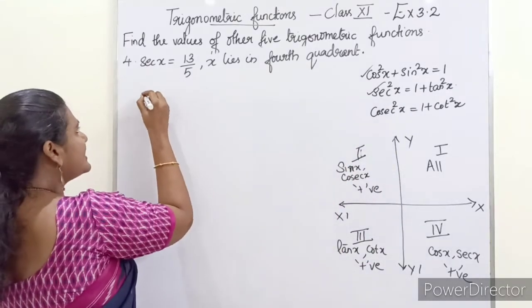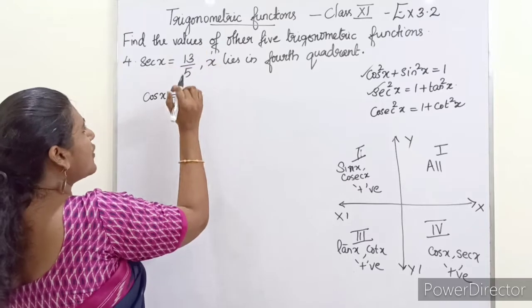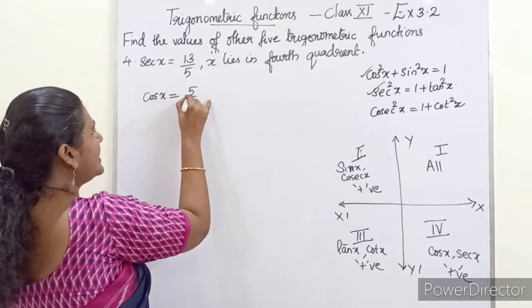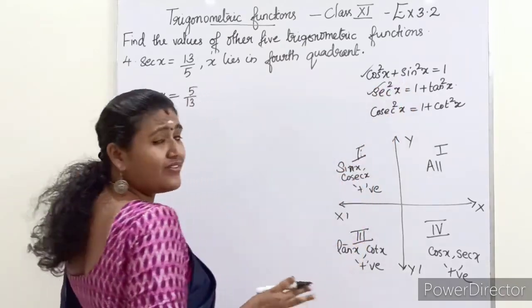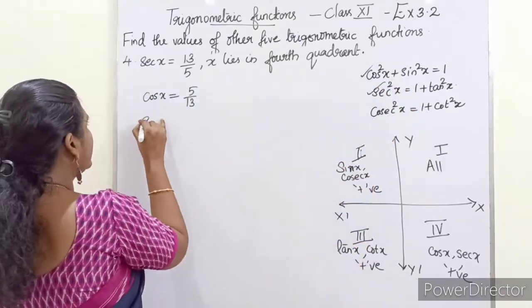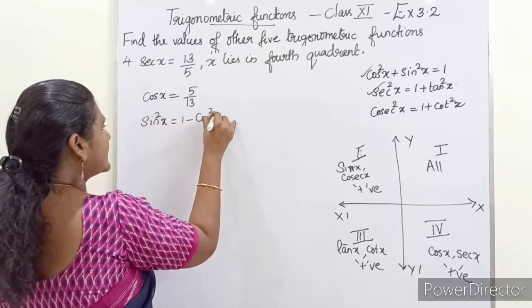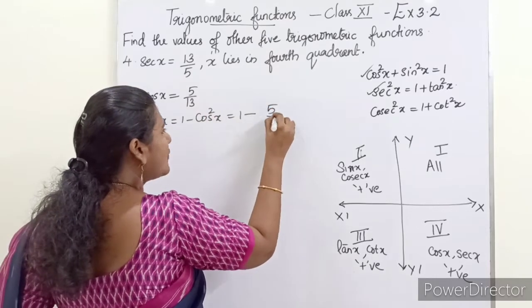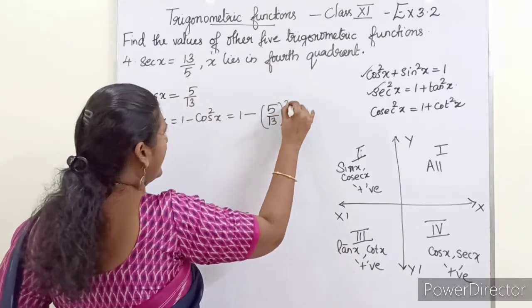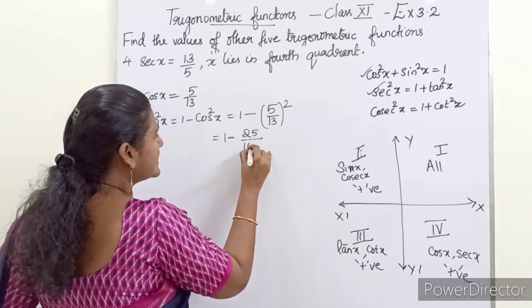Or we can, from this sec x, find out cos x also. Cos x is the reciprocal of sec x, that is 5 by 13. Since we have the cos x value, we can use even the first identity also, that is sin square x is equal to 1 minus cos square x. That is 1 minus cos x is 5 by 13, so 5 by 13 the whole square. That is 1 minus 25 by 169.